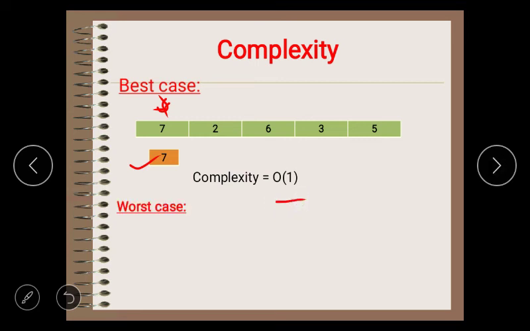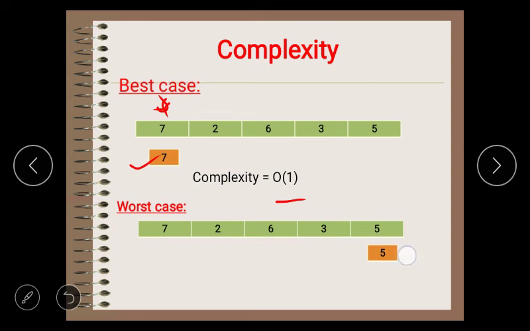The next one is worst case. If the search element is found at the last location of the array, see here I want to search the element 5, so we can find this 5 at the last position of the array. Then the worst case time complexity is order of n, where n is equal to number of elements.